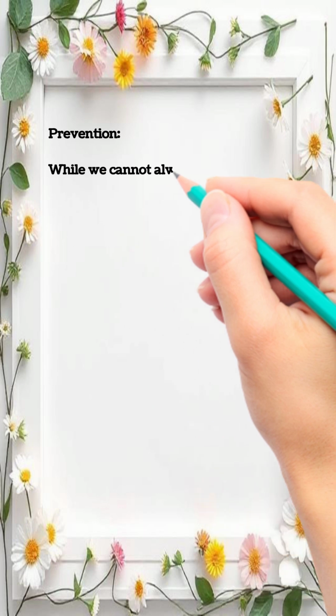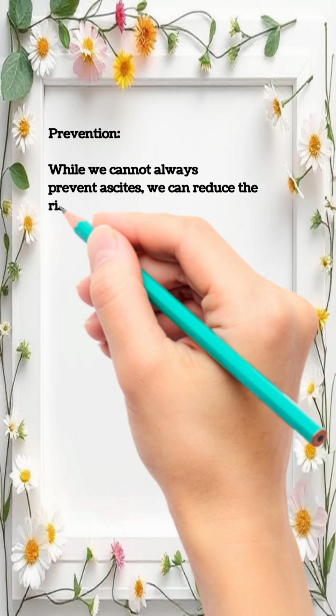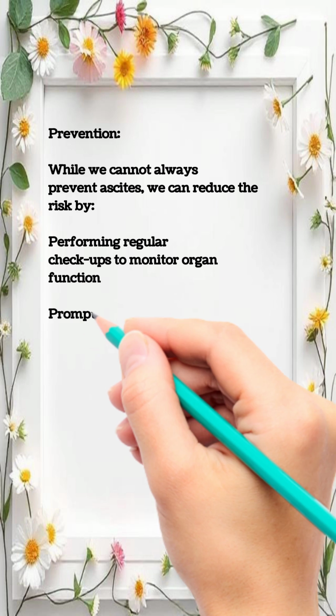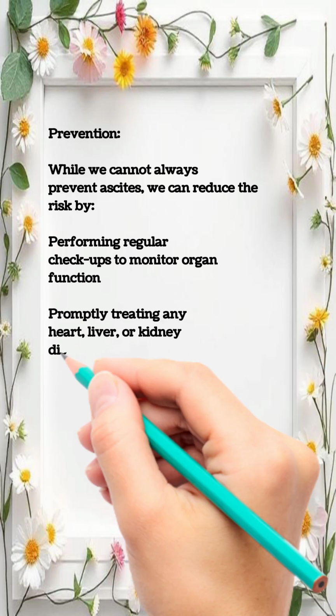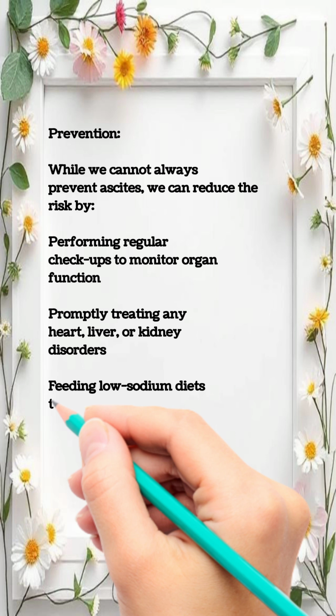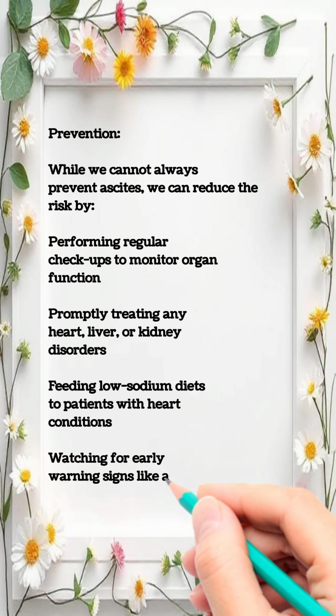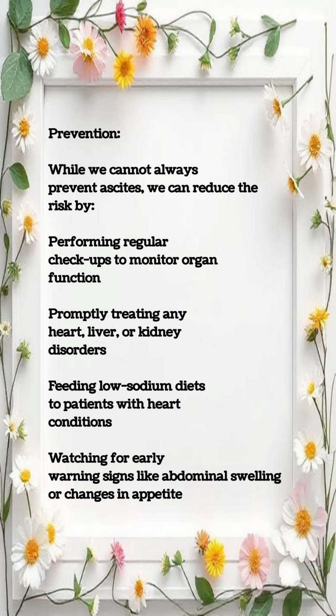Prevention. While we cannot always prevent ascites, we can reduce the risk by performing regular checkups to monitor organ function, promptly treating any heart, liver, or kidney disorders, feeding low-sodium diets to patients with heart conditions, watching for early warning signs like abdominal swelling or changes in appetite.